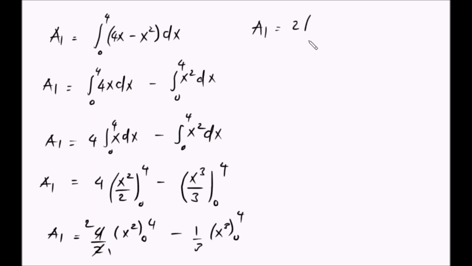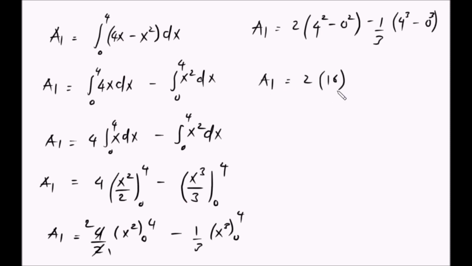It's going to be 2 hiyo iliyopo nje. So we're going to have 4 squared, yani x squared minus 0 squared. So minus 1 over 3. So this time ni 4 cube minus 0 cube. So it's going to be equal to 2. 4 squared is 16. 0 squared is 0. Minus 1 over 3. So 4 cube ni 64. So a1 is just going to be equal to 2 times 16 is 32.